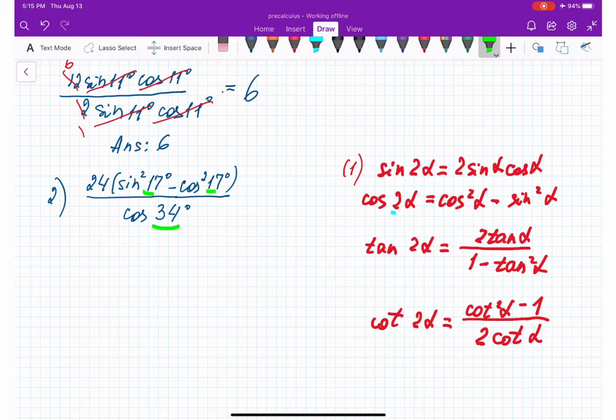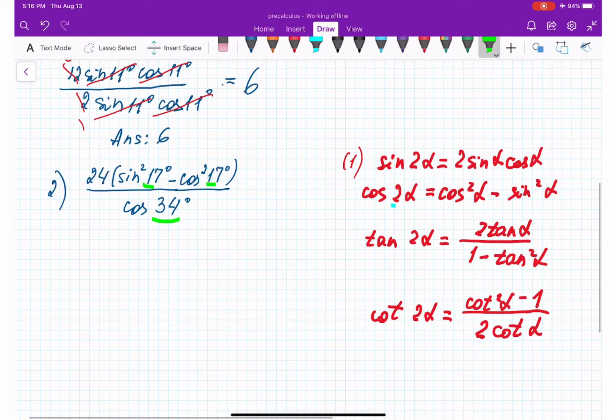So let's see what we can do with this. All right. So sine squared 17 degrees minus cosine squared 17 degrees. What does it remind us of? Here it is. Cosine squared minus sine squared. But we have sine squared. In our case, we have sine squared minus cosine squared. So I'm going to turn it into cosine squared minus sine squared.